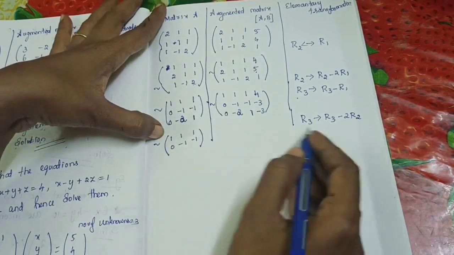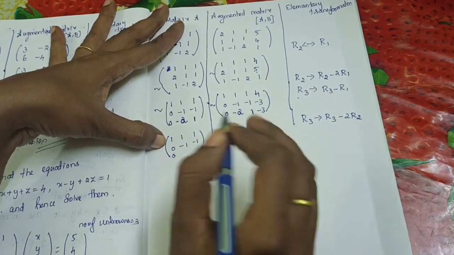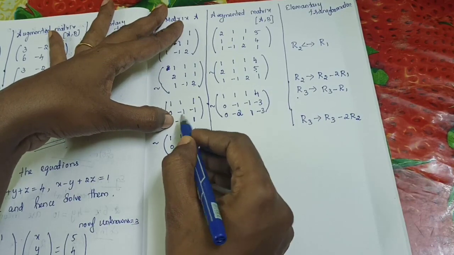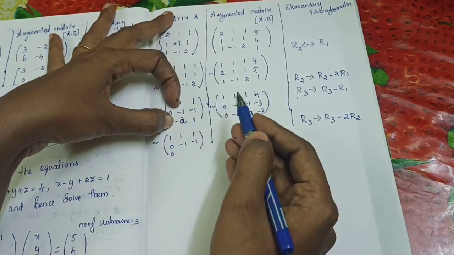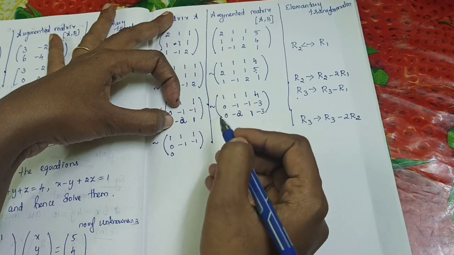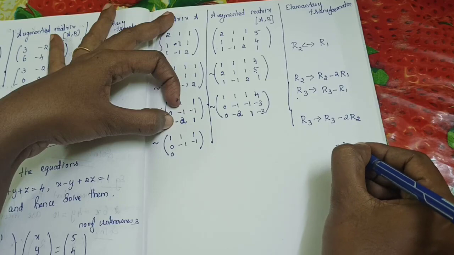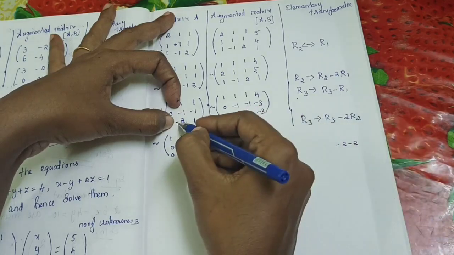Okay. So R3 implies R3 minus 2 R2. So 0 minus 0, anyhow it will be 0. Then R3: minus 2 minus 2 into minus 1. If you can't find this, do it separately. Understand? So I am writing it on the side. That is minus 2 minus 2 into, that is minus 2.